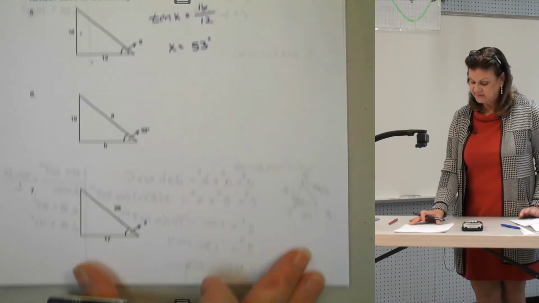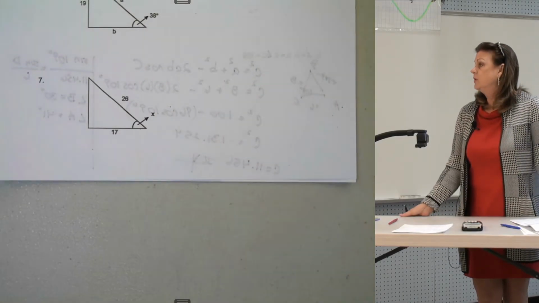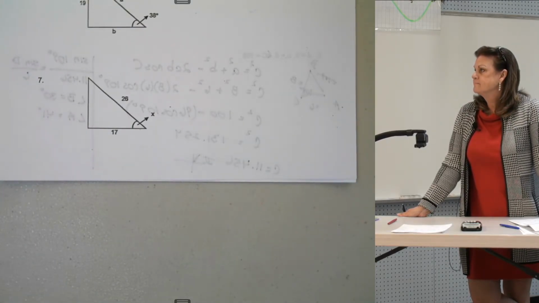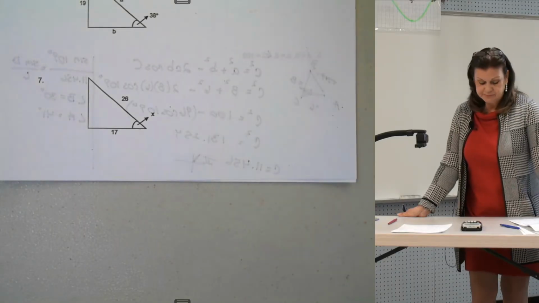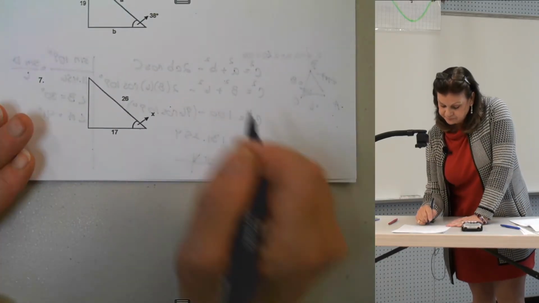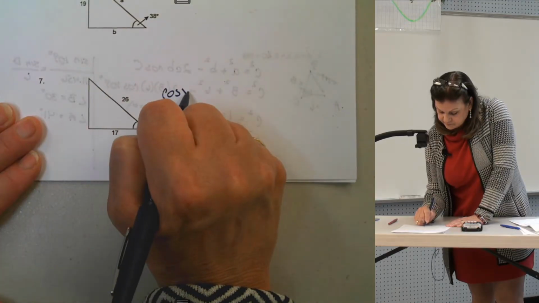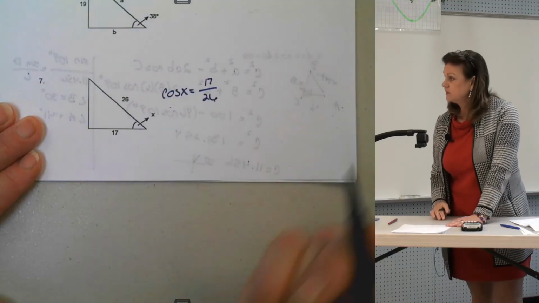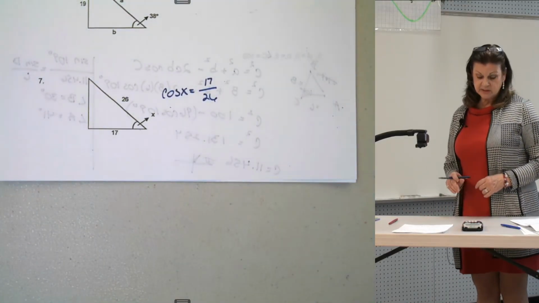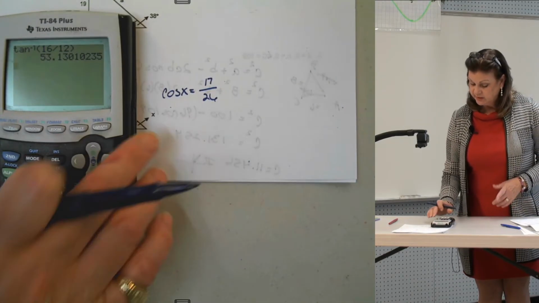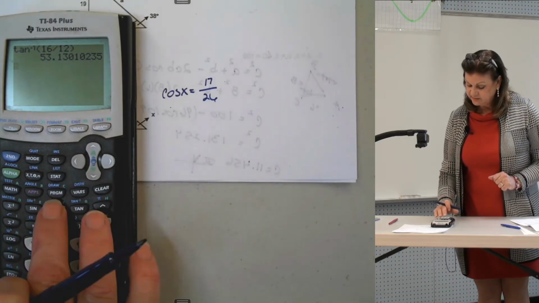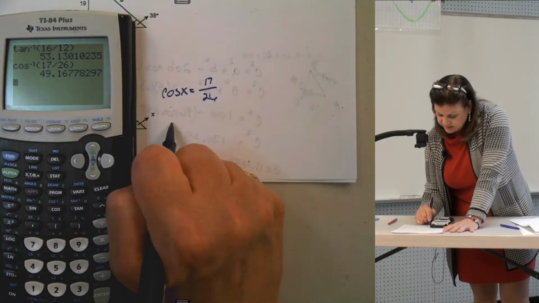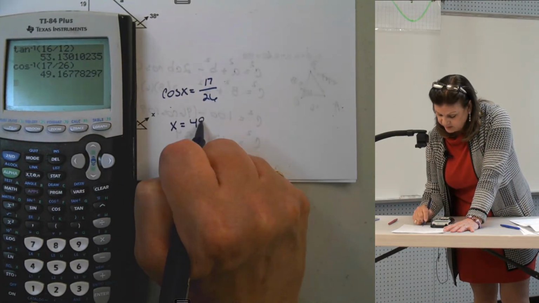Okay, let's look at 7. Think that through. You're looking for an angle, and now you have adjacent and hypotenuse. So which trig equation? Hopefully you're remembering correctly, and it's cosine. So again, inverse, what angle has the cosine 17 over 26? And angle X is 49 degrees.